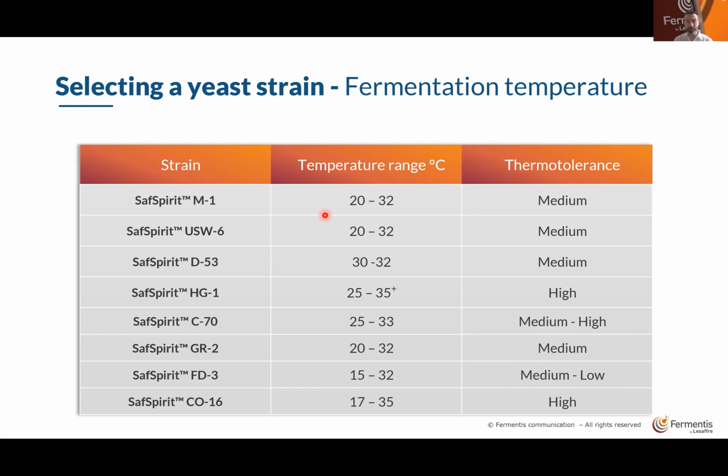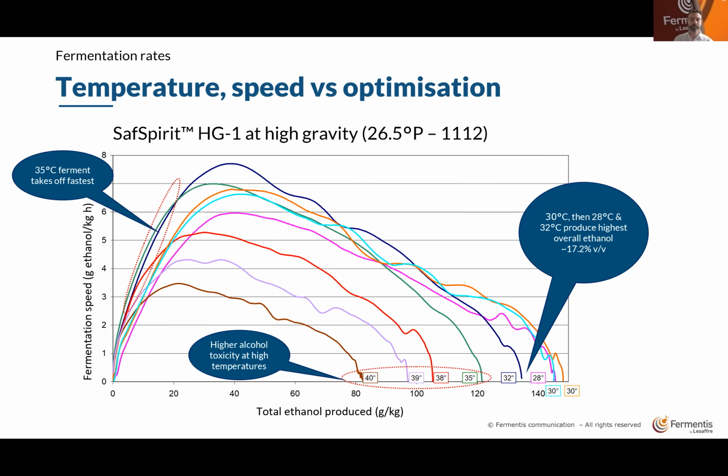So example of M1, it goes well from 20 to 32, but optimal temperature for fermentation dynamic is 32. Medium alcohol tolerance, and HG1, again, of course, it can reach 18% alcohol, high thermotolerance, and we'll see a little bit more in the next slide, and I'll let you discover the rest of the range. So this is an example of the temperature, and then you have to take into consideration speed, maximum alcohol produced, etc.